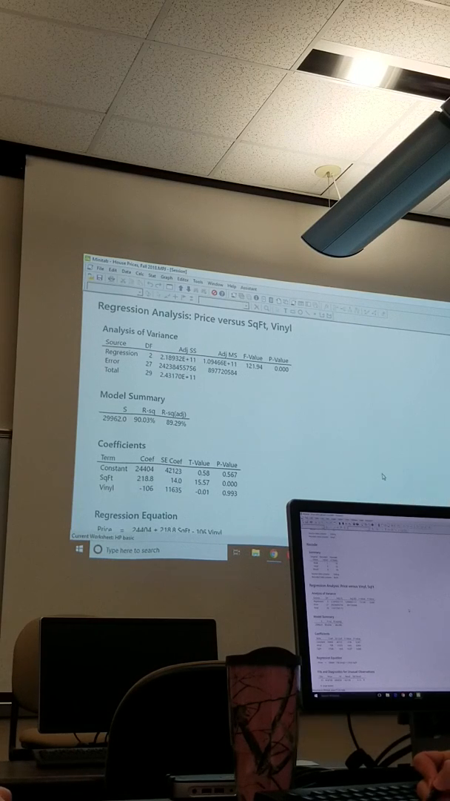And the reason I mention that, and this is a question that you guys have kind of indirectly been asking me, is: could we put 2 dummy variables in the model? And the answer is yes, we can. Let's say we wanted to include school district and vinyl. How would we do that?